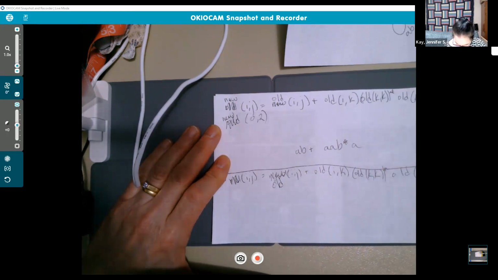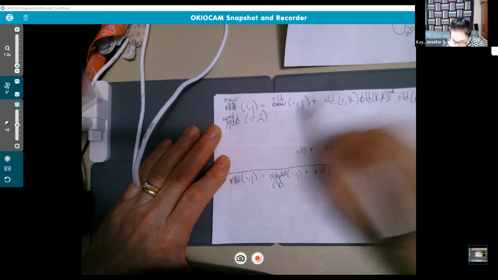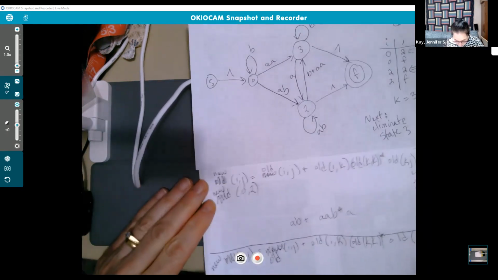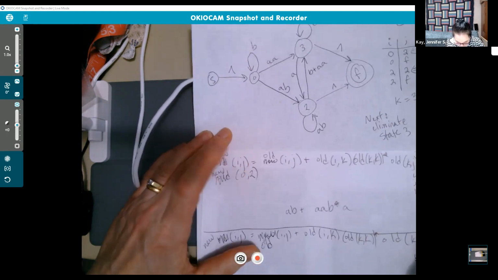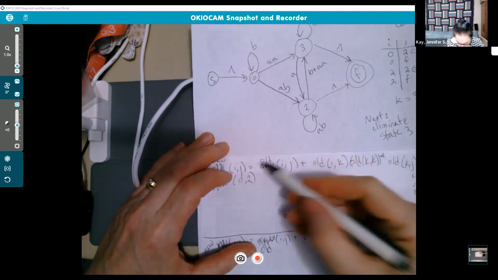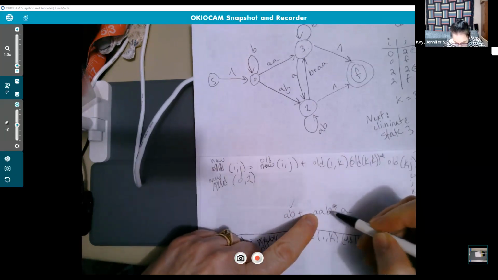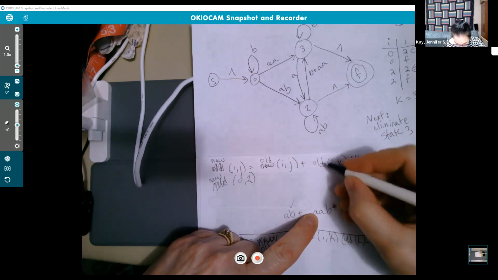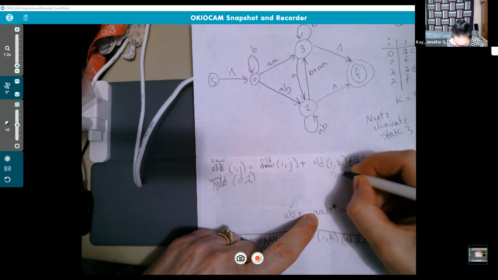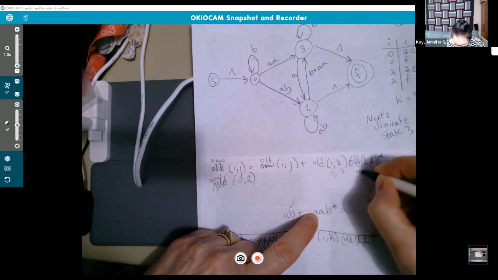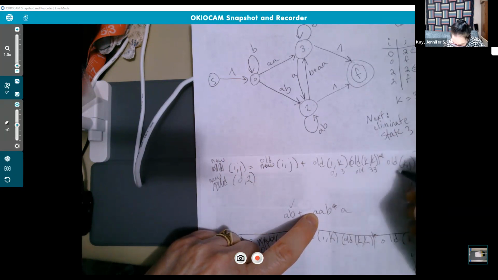Okay, so let's see. Here's our picture. I get the old 0 to 2, which is AB, plus, and then we need the old 0 to 3, the old 3 to 3, and the old 3 to 2. I should write this down. We're eliminating a state, which I don't even remember anymore.